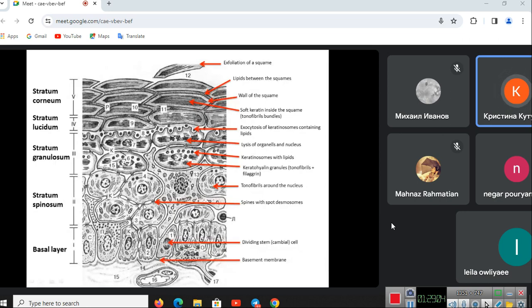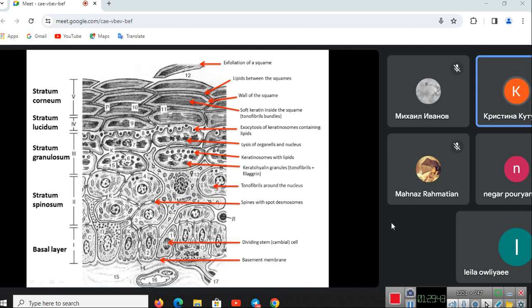Desmosomes, as you remember, contain intermediate filaments. These are seen here. Intermediate filaments are made up from protein keratin. So the cells of stratum spinosum produce a lot of keratin protein and build intermediate filaments from this keratin. And these intermediate filaments are located around the cell nuclei here and also make the desmosomes. The intermediate filaments here are called tonofilaments.